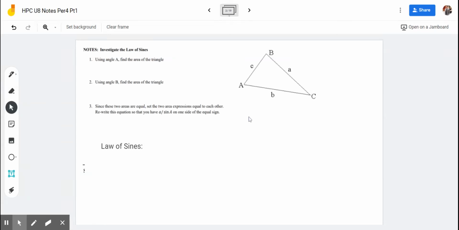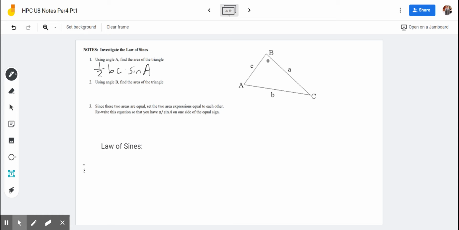Okay, so we're going to apply the area of a triangle to figure out the law of sines. It says use angle A, find the area of the triangle. So if we're looking from angle A here on the left side, the area of that triangle is going to be 1/2 the two adjacent sides, B times C, times sine of A, the angle, right?